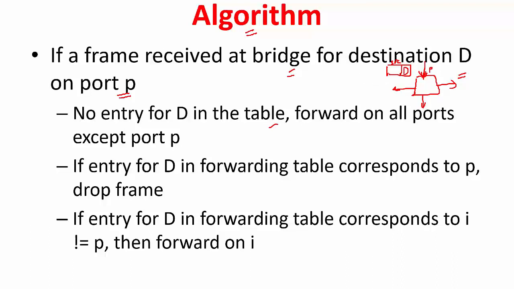But if there is an entry for D in the forwarding table corresponding to P, in other words, it says to reach D, use port P, that means you don't have to do anything because it came on that port. So this often is the case where there is some other bridge that has sent it out on this interface. But to reach D, you in fact have to send it on that particular bridge. That bridge must have already taken care of forwarding it in the right direction. So you don't have to do anything for that. And if the entry for D in the forwarding table corresponds to I not equal to P, then forward it on I. So if it says D is on some port 1, send it out on port 1. That is what this is telling.